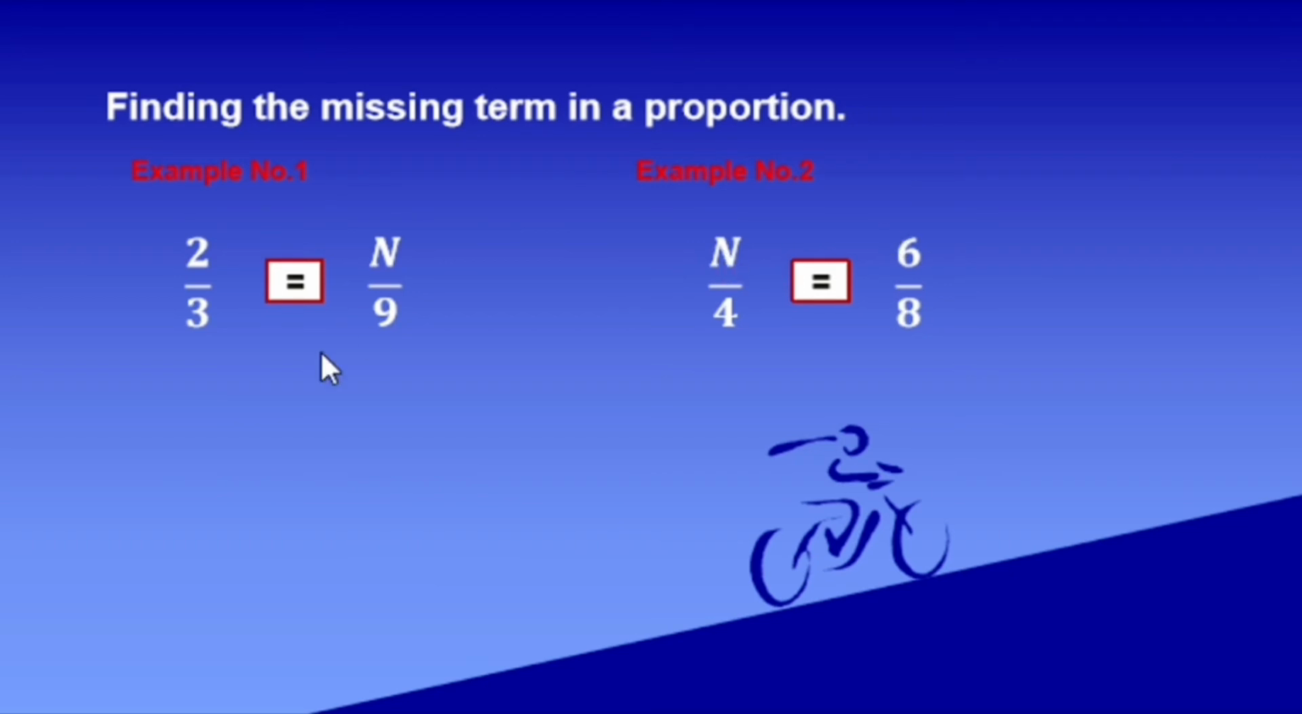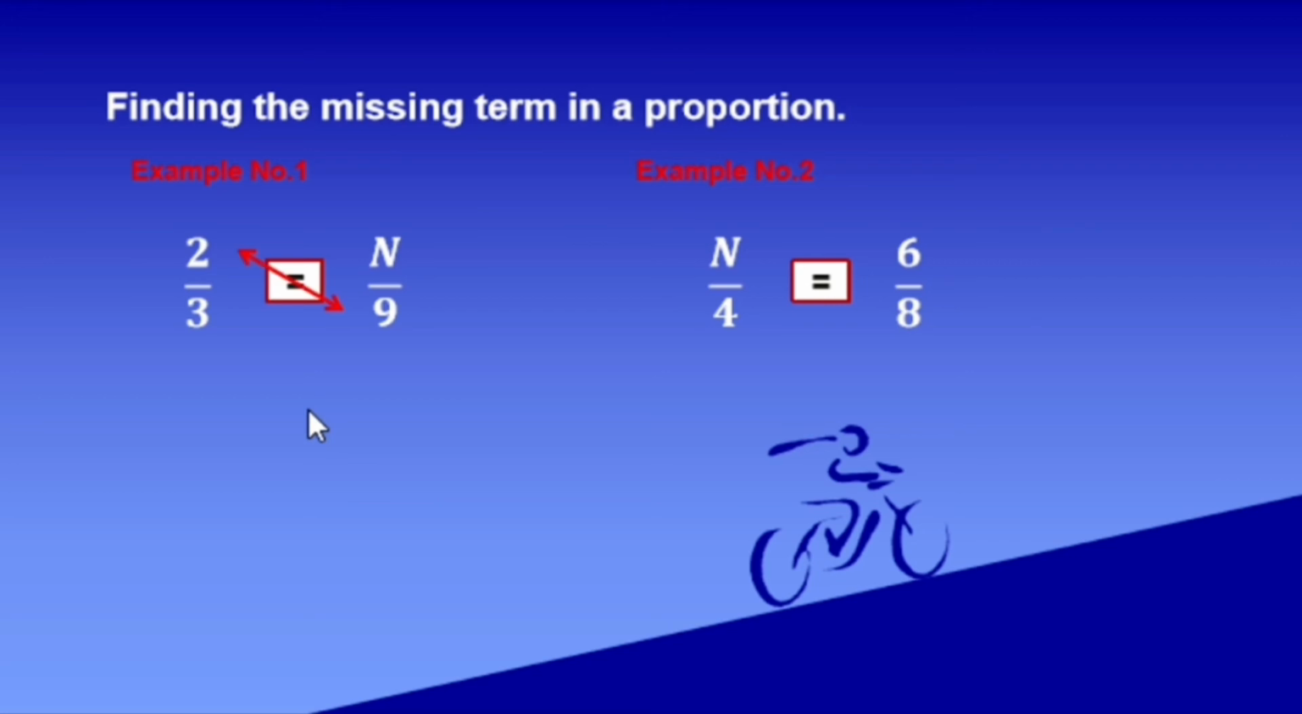I have here two examples. We have 2 over 3 is equal to n over 9. And in number 2, we have n over 4 is equal to 6 over 8. Yung n, siya yung nawawalang number. Okay. Again, we can get the value of n by getting the cross product.